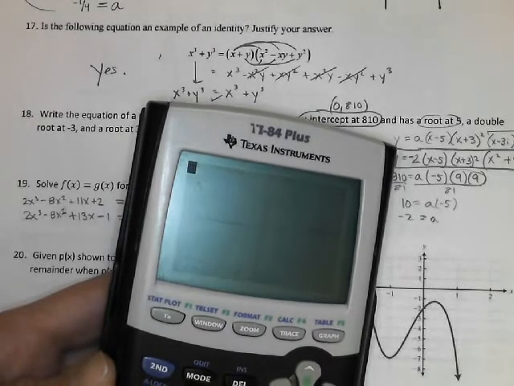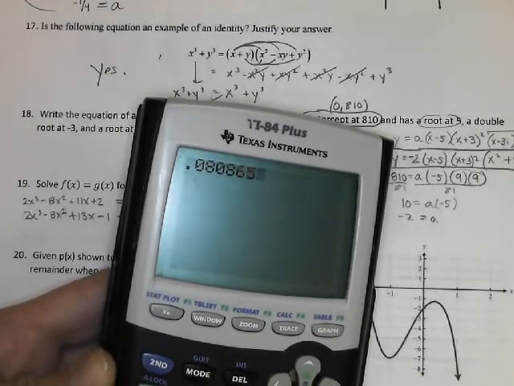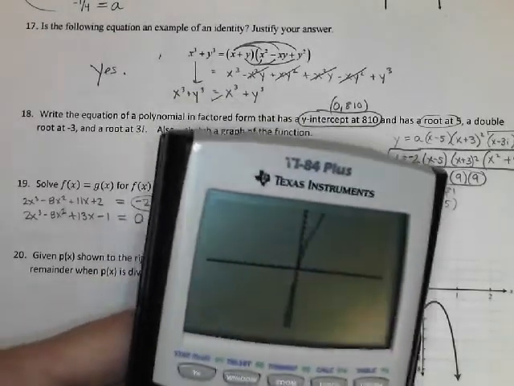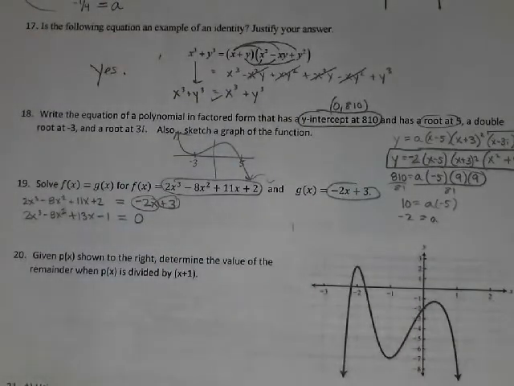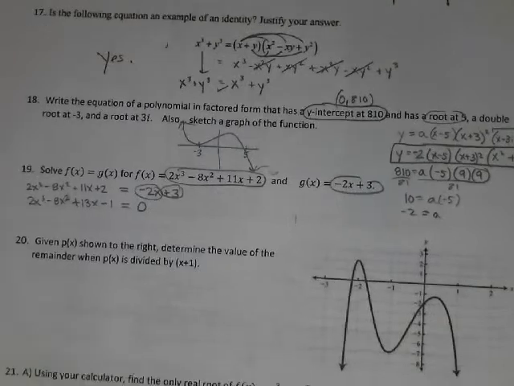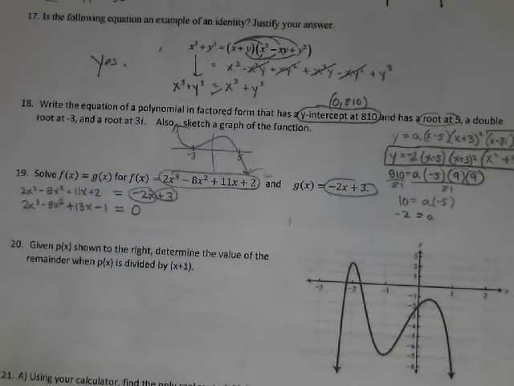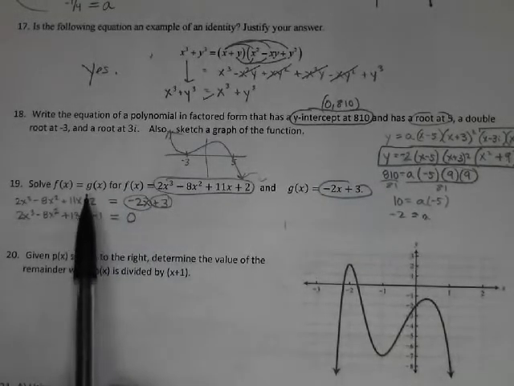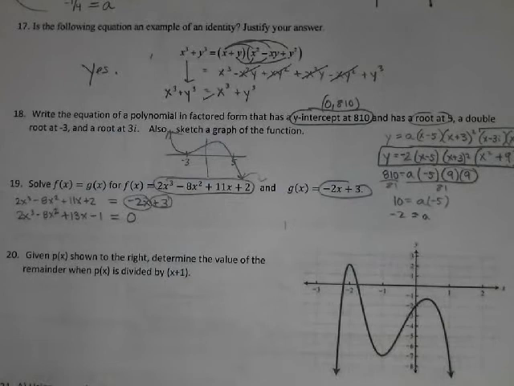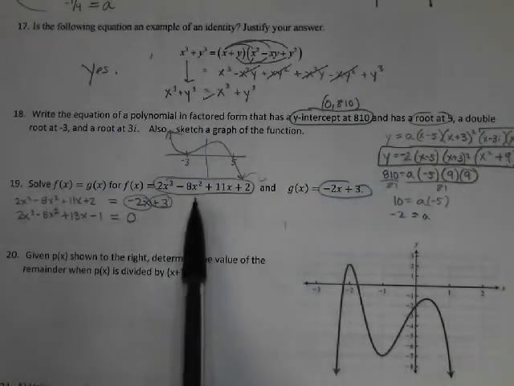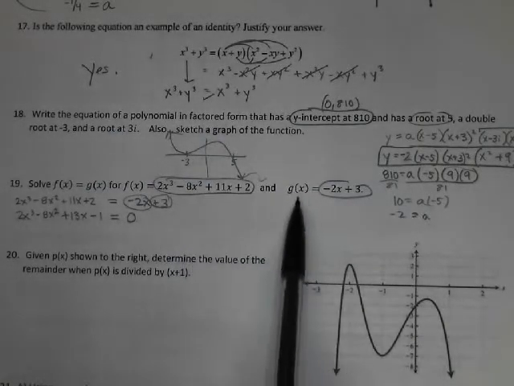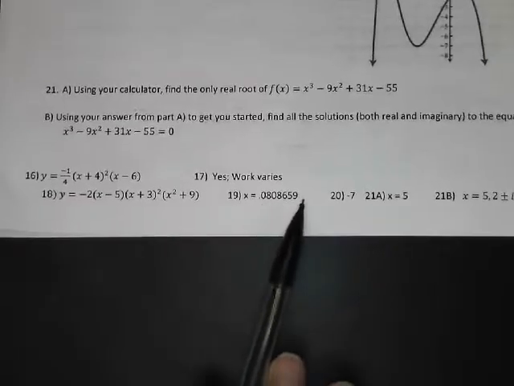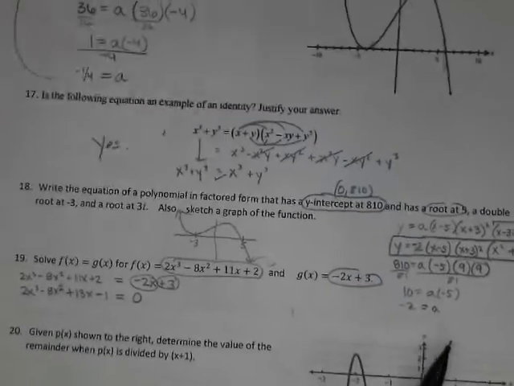So let me go back and take 0.0808659 and turn that into a fraction. Not helpful. Let me think about this for a second. So I did get that one solution. I think I probably should have made the directions say any real solutions, because there really is only one x value that's real. And I noticed in my solutions down below I have that. So I think I just needed to elaborate on the directions more.